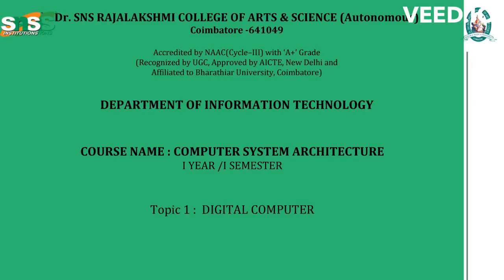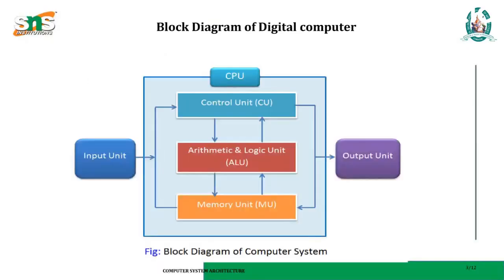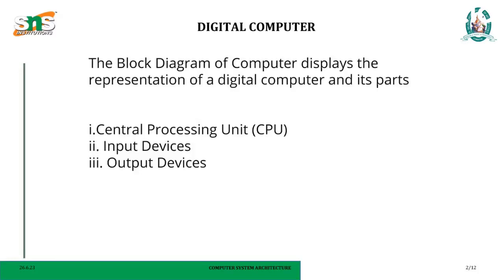Let us see how a computer looks. What are the devices? In a computer you will see a monitor, a mouse, and a central processing unit. Likewise, let us go into what a digital computer is and how it looks. When you take the block diagram of a digital computer, it will have a central processing unit, an input device, and also an output device.